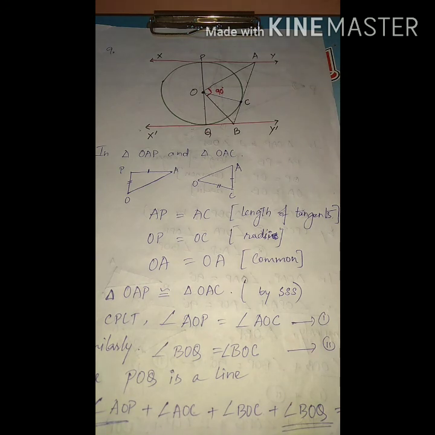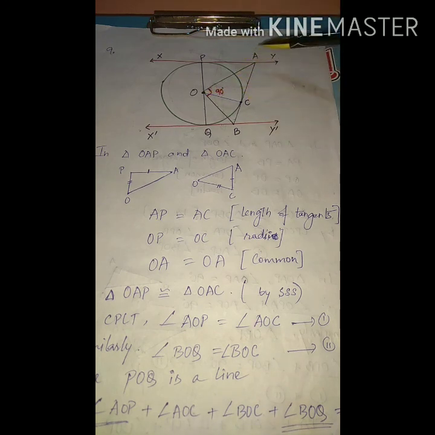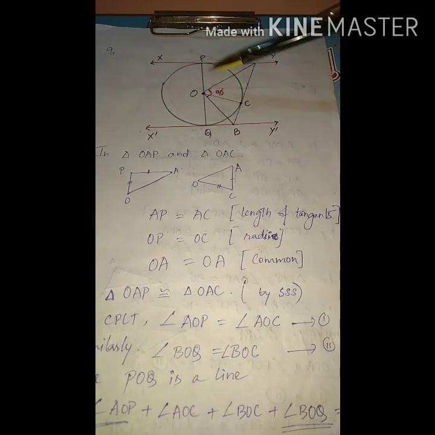Is it clear? Let's see what you have to do. In the question OC is not joined; OA and OB are given but OC is not given, so this is the construction part. We join OC. After joining OC, we get two triangles here, OAP and OAC. One triangle is OAP, another one is OAC.